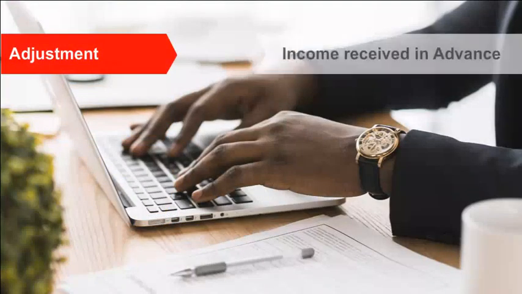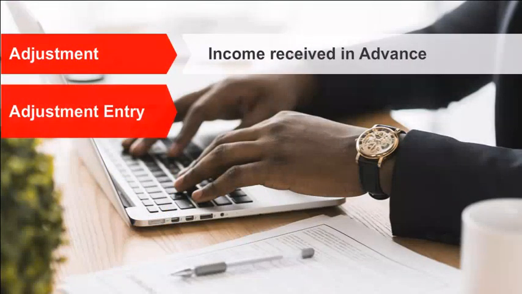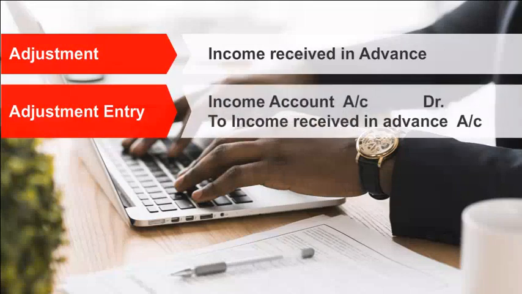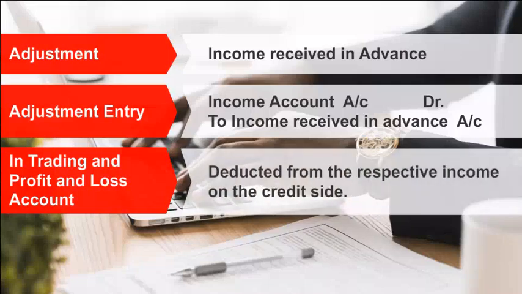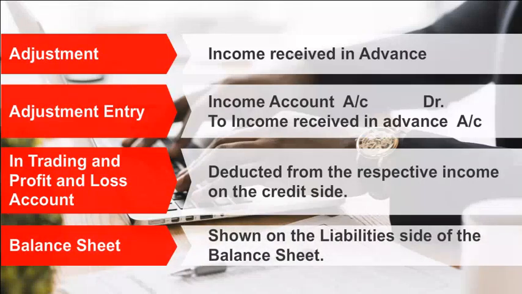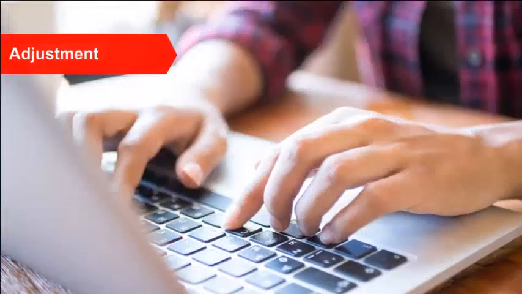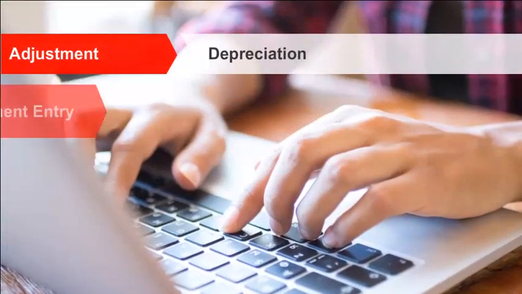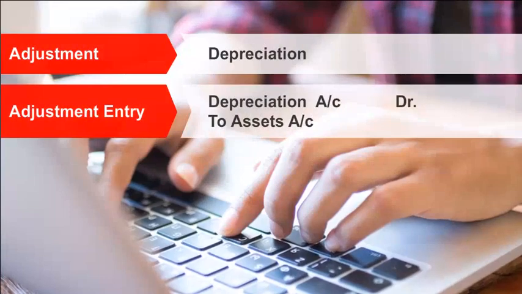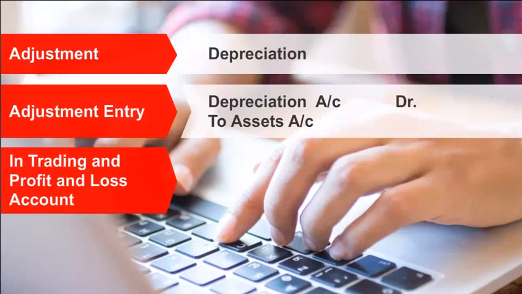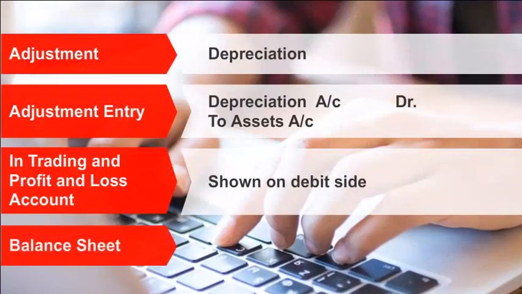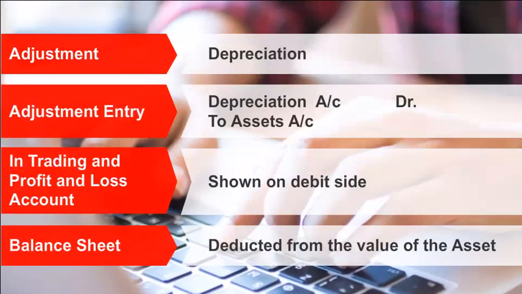Adjustment: income received in advance. Adjustment entry: income account debited to income received in advance account. In trading and profit and loss account, deducted from the respective income on the credit side. Balance sheet: shown on the liabilities side. Adjustment: depreciation. Adjustment entry: depreciation account debited to asset account. In trading and profit and loss account, shown on the debit side. Balance sheet: deducted from the value of the asset.